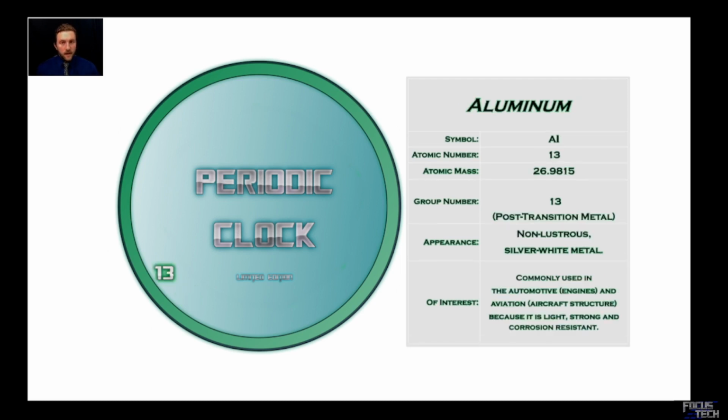Number 13, aluminium. So aluminium's atomic number is 13, as well as its group number. It's part of the post-transition metals. In terms of appearance, it has a rather non-lustrous appearance, but it is a silver-white metal. What's interesting with aluminium, it's very commonly used in the automotive industry for engine blocks in particular, and in the aviation industry for the structure of planes. And you may ask why? Well, it's light, strong, and corrosion resistant. So very good features for those applications.